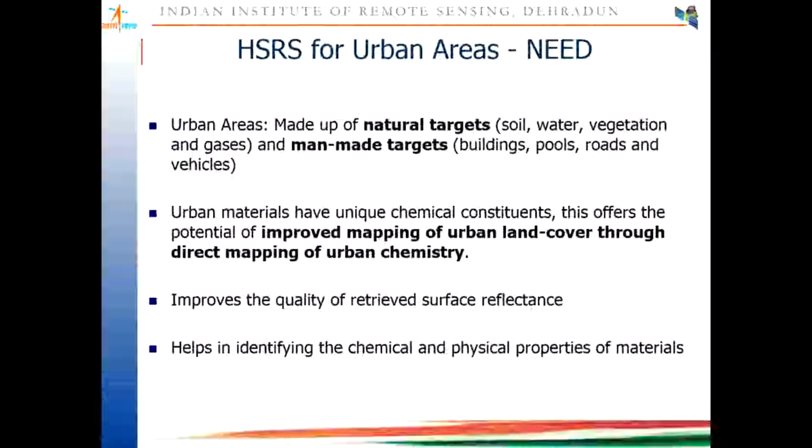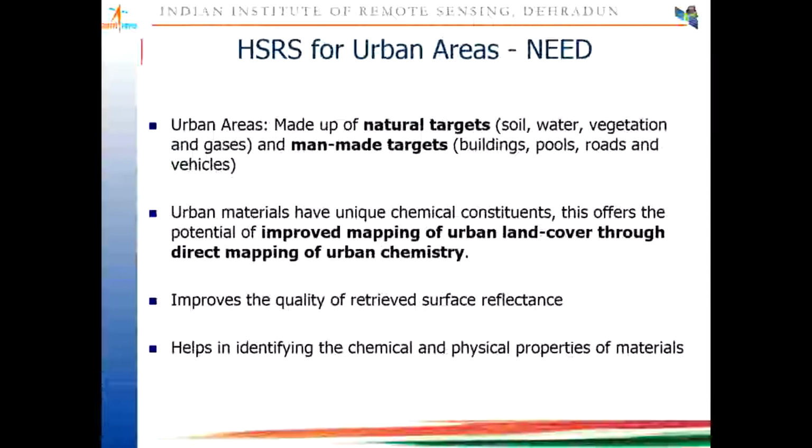Then we have vegetation. When we are talking about vegetation, we are talking about grass, scanty vegetation, healthy vegetation, and forest. Now coming from natural to the man-made targets. Within the man-made targets, you have buildings, roads, and vehicles. Basically, man-made targets can be divided into three broad components. What are the three broad components? One can be roof-type materials, the other can be road-type materials, and the third can be covering materials. Covering materials means the paints and all.